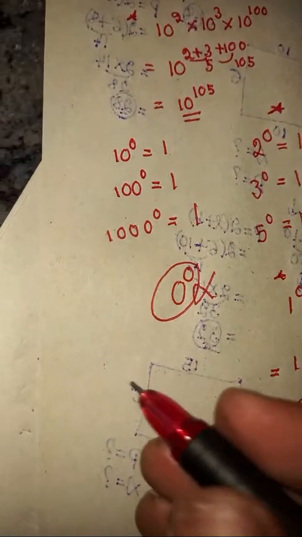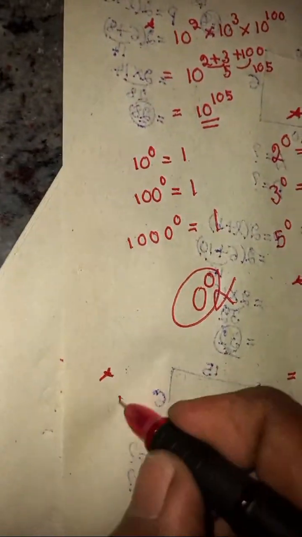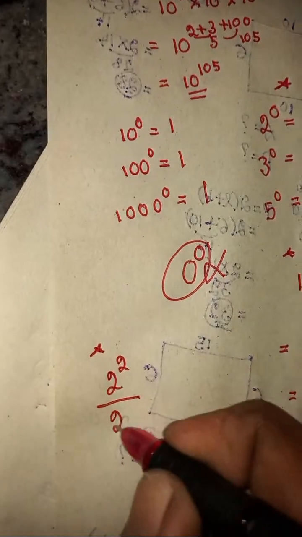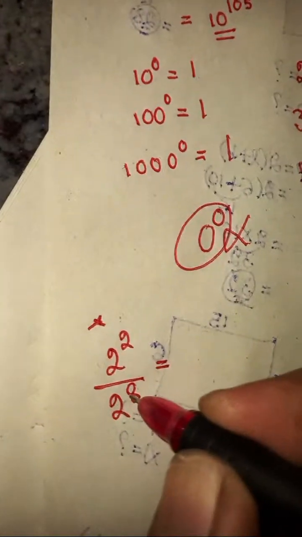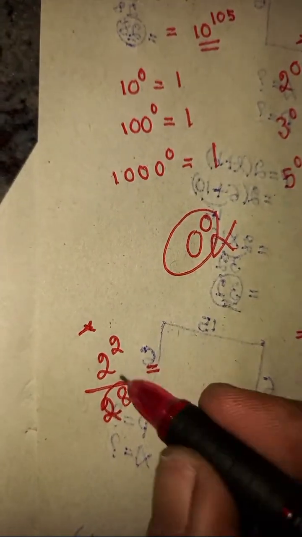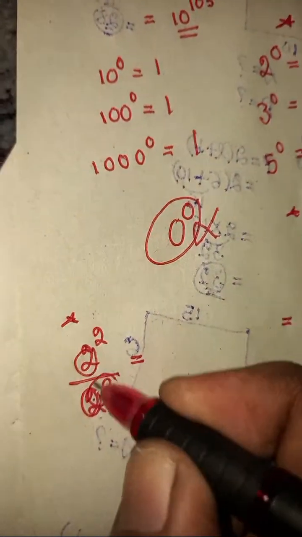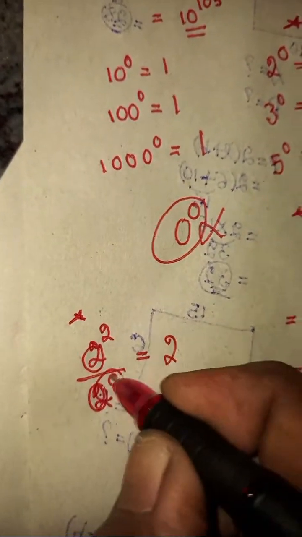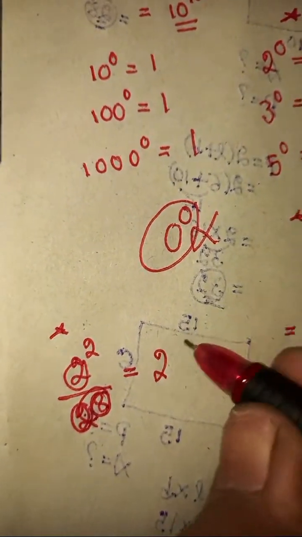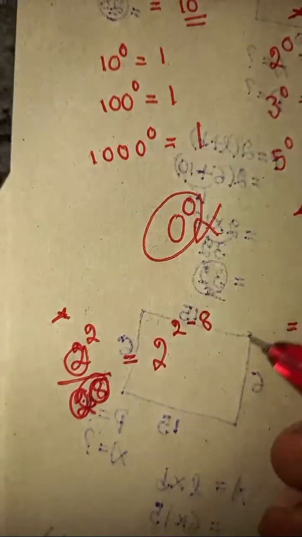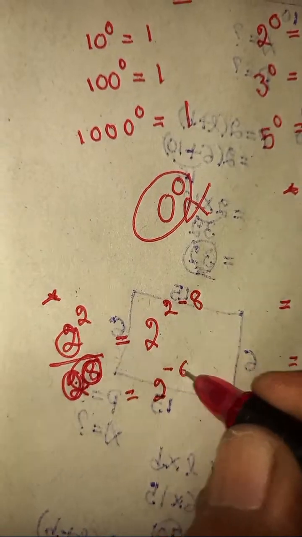Let me do one final problem, that is 2 square divided by 2 power of 8. Now this 2 power of 8 comes above, or if you take the bases as common, the power in the denominator becomes negative: 2 minus 8, and it becomes 2 power of minus 6.